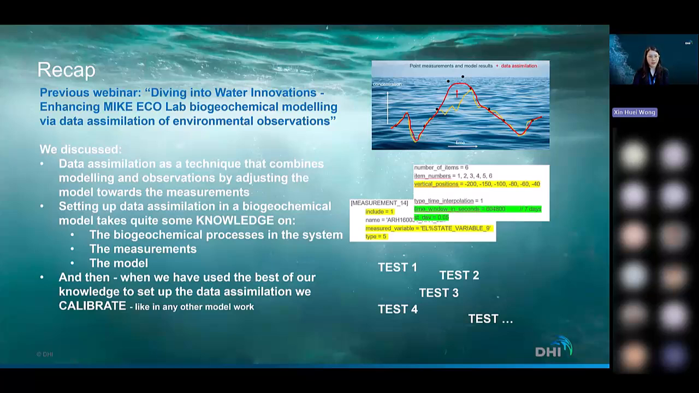So setting up the data assimilation in the biogeochemical model takes quite some knowledge on the biogeochemical processes in the system, the measurements, and of course, the model. And then when we have used the best to our knowledge, we calibrate, we turn up and down the parameters and combine uncertainties in different ways and describe the uncertainties in different ways. Bottom line, it takes knowledge of the system and quite some time to set up the data assimilation. So with that, we would move into our current webinar where we show some of the results and what are the data sets that we have been using so far.